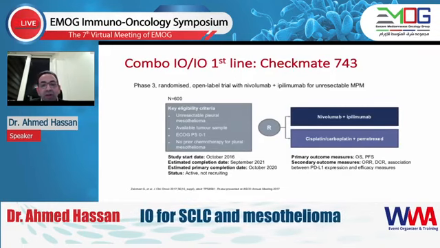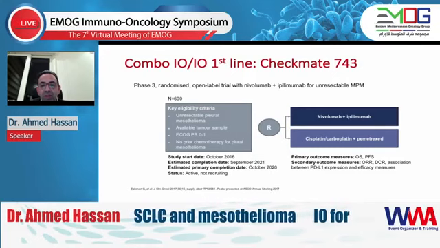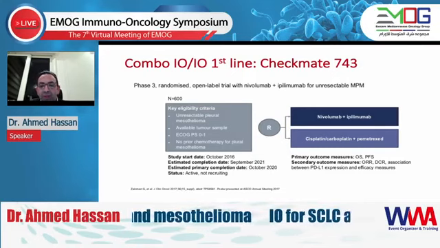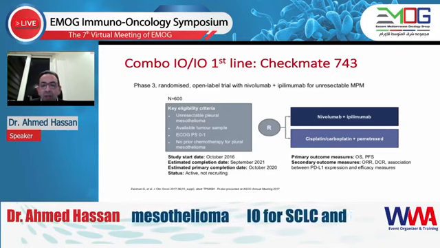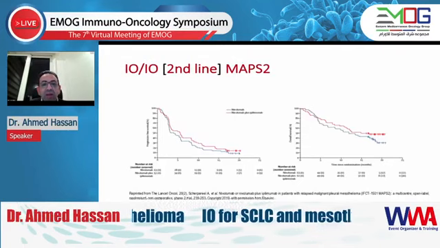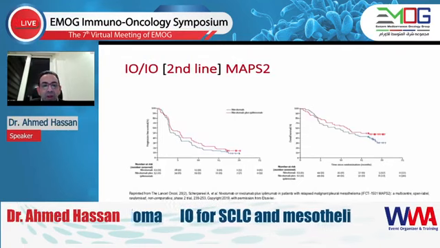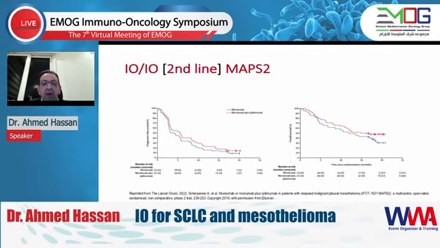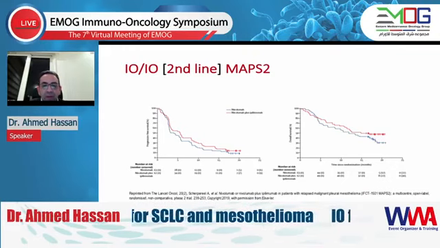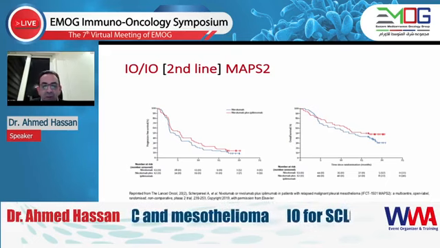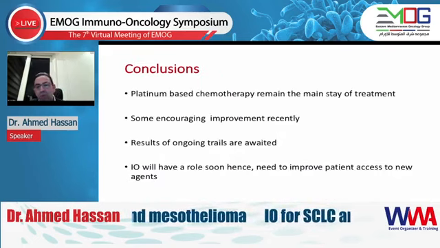Again, we have another combination in the first line, immunotherapy this time, which is the CheckMate 743, nivolumab with ipilimumab versus chemotherapy. And we are awaiting the results of this one. In the second line, we have the MAPS-2 study. They're comparing nivolumab versus nivolumab plus ipilimumab after failure of chemotherapy. So these are all, as I said, limited studies, but hopefully they will add something to our armamentarium, which is already limited.